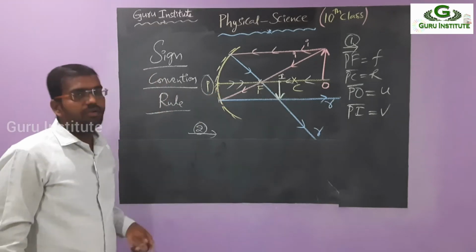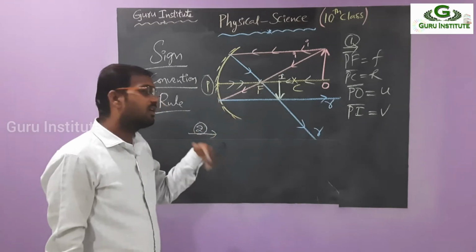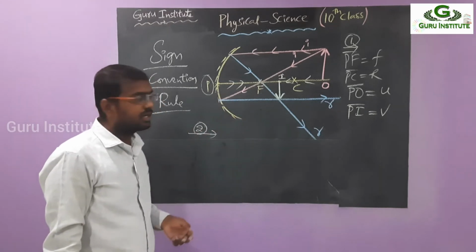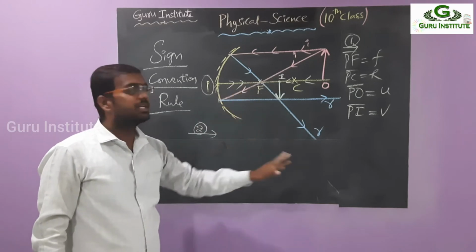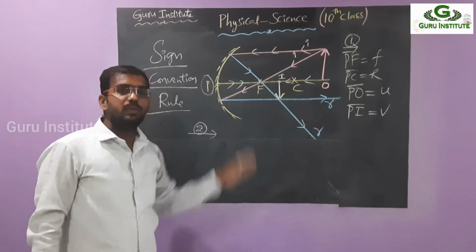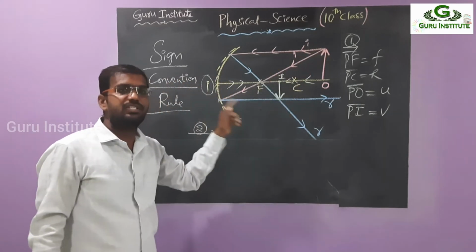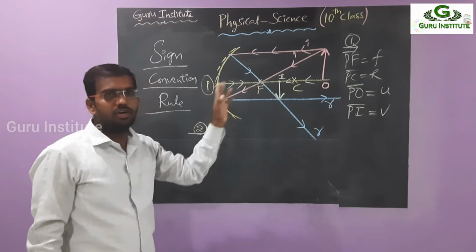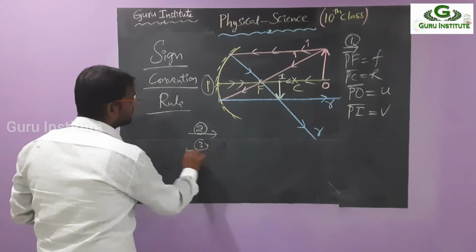This is the concave mirror, and for the convex mirror also we have seen that. Okay, so that is the nature. PF, PC, PO, all should be measured from the pole only, and all measurements should be done in the direction of the incident rays only. Along the same direction, you have to take positive; opposite direction, you have to take negative.